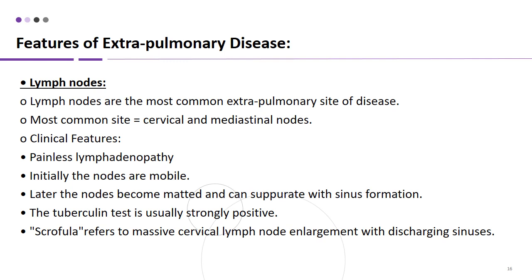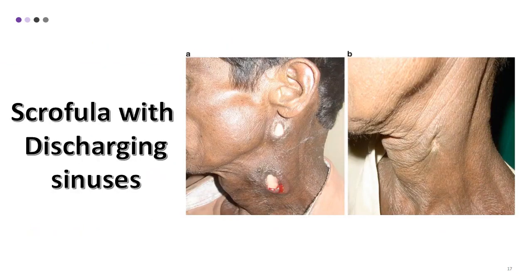Scrofula can also be formed. It is called massive cervical lymph node enlargement with discharging sinus. The picture is in the next slide. See, these are cervical lymph nodes enlargement, and you can see the suppurative pus which is coming from the sinuses.